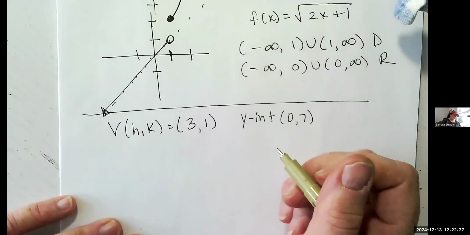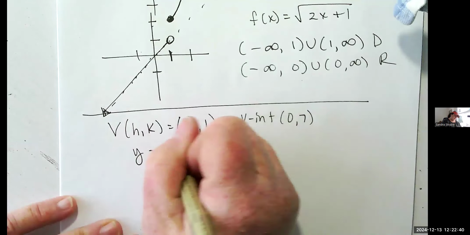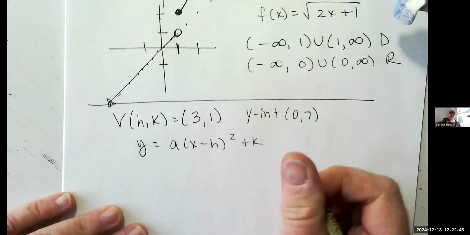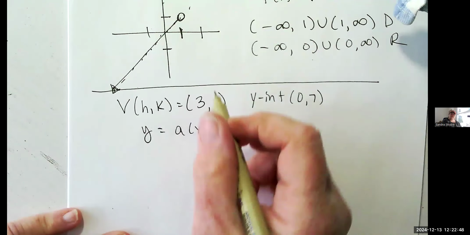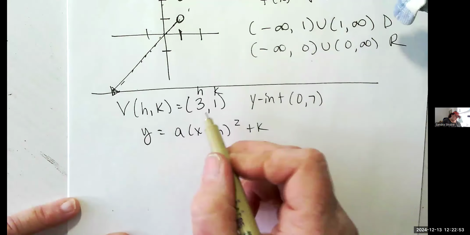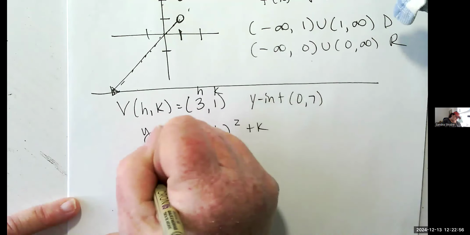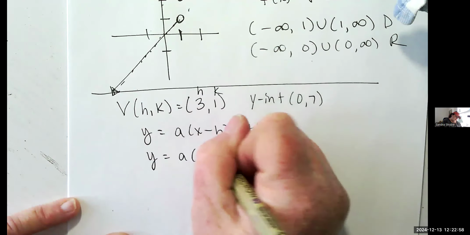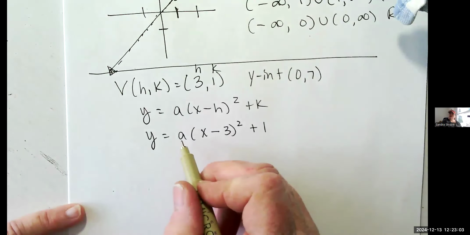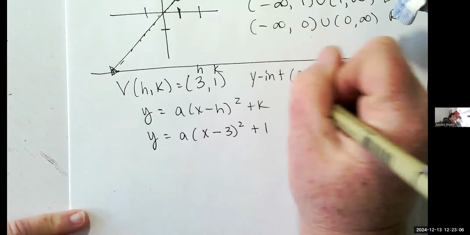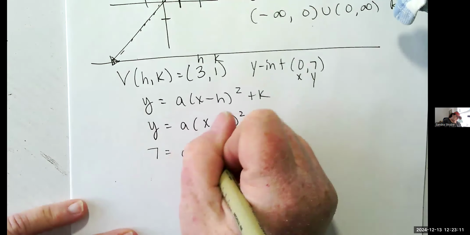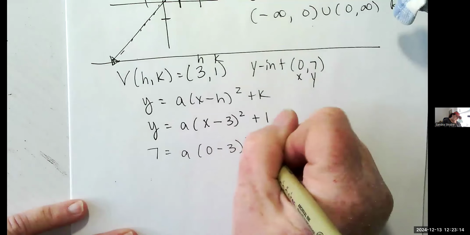All right, 1's included. So we've got y equals a times x minus h squared plus k. All right, we're going to have to find our a. We're given the h and k here. So y equals a times x minus 3 squared plus 1. Now I need to find a. In order to do that, I'm going to use my y-intercept, where this is x and this is y, and I'm just going to plug this in and solve for a.